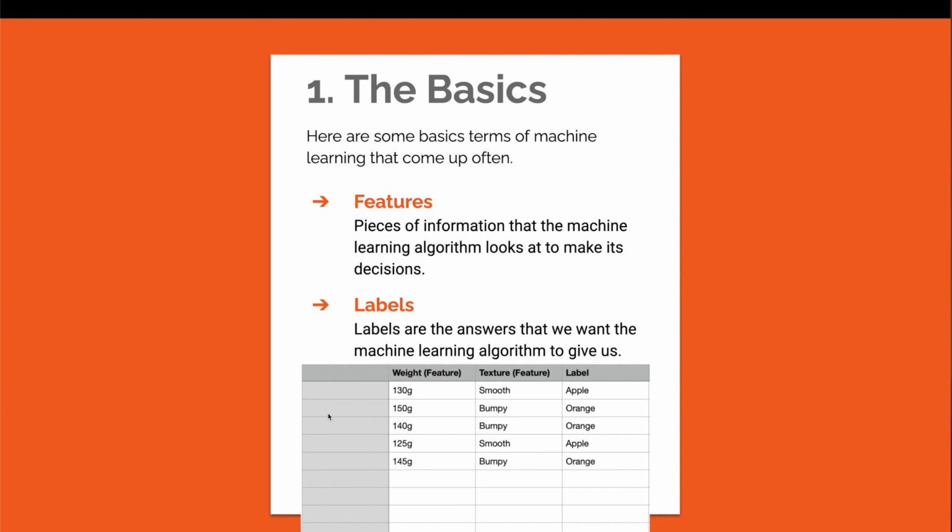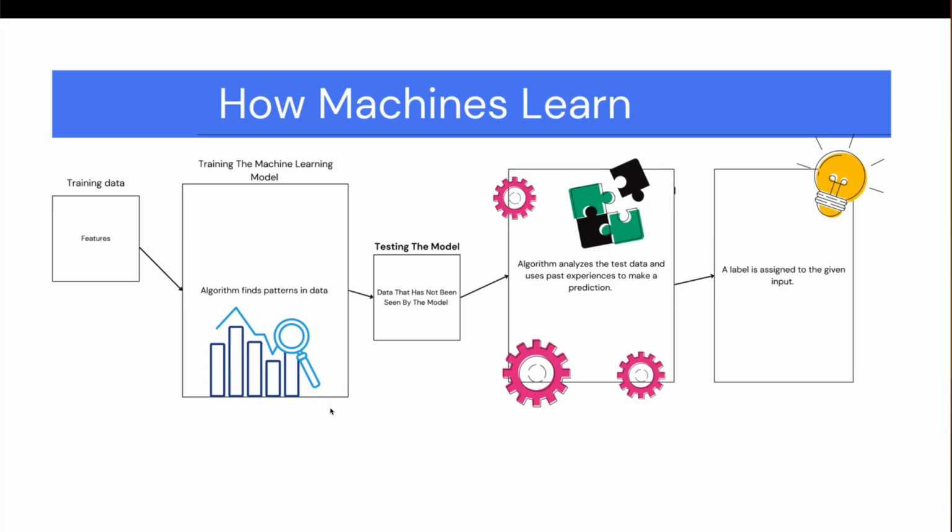Now, labels are the answers that we want to get from the features, right? So we want to know what these features correspond to. Is it an apple, right? Since the texture is smooth and the weight is less than 150 grams, looks like it, that's our label, an apple. Same thing for an orange, right? You got a bumpy texture and a higher weight. So it's most likely an orange. That's basically what a label is. So let's move on to the next slide.